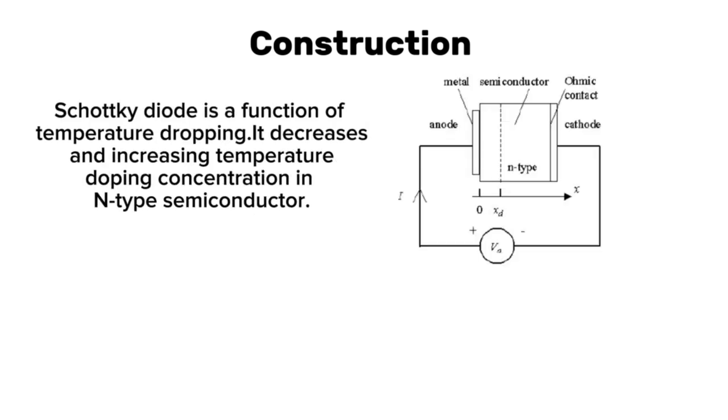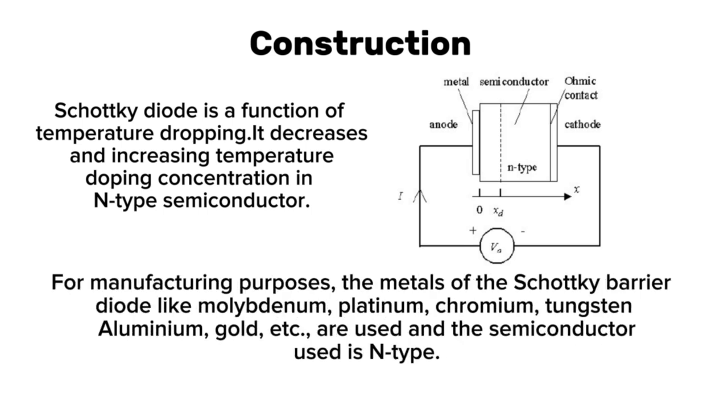Schottky diode is a function of temperature and doping. It decreases with increasing temperature and doping concentration in N-type semiconductor. For manufacturing purposes, the metals of the Schottky barrier diode like molybdenum, platinum, chromium, tungsten, aluminum, gold, etc. are used, and the semiconductor used is N-type.